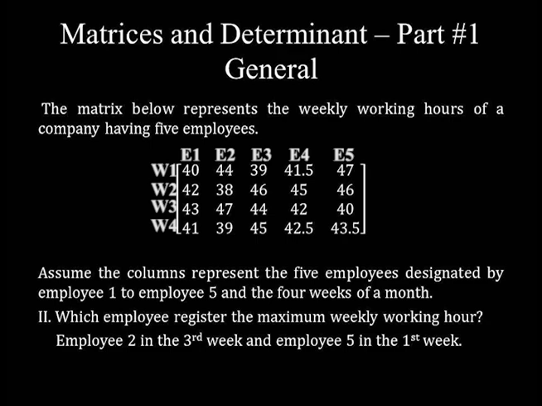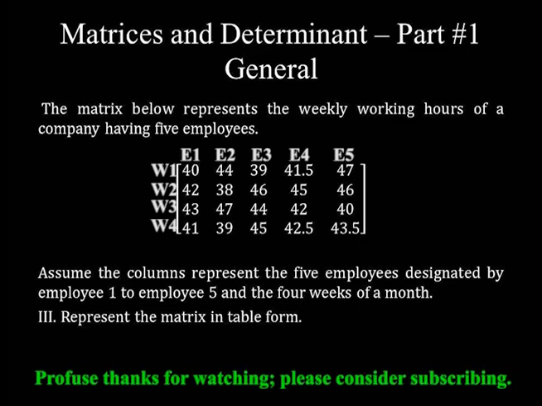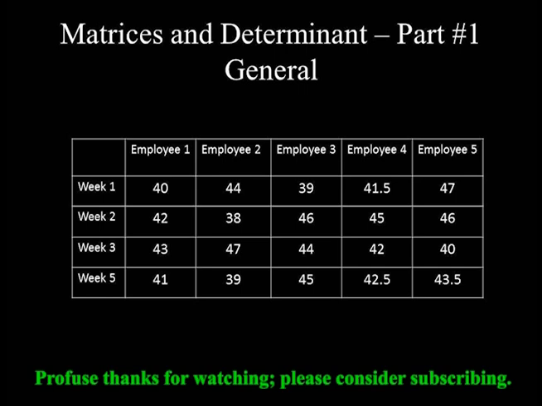The 3rd question represents the matrix in table form. We can easily convert this matrix into tabular form just by removing the square bracket and adding the following. The first addition, horizontal and vertical bars to separate rows and columns, and the second addition, the heading of each row and column. This table and the given matrix refer to the same 4 weeks working hours of 5 employees. Hope you understand the relationship between matrix and data of real-life scenarios.